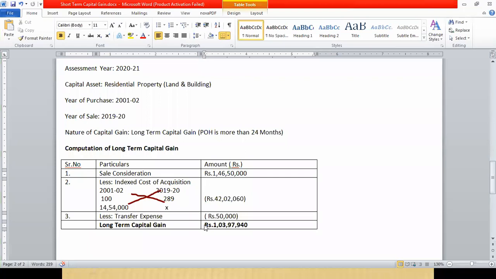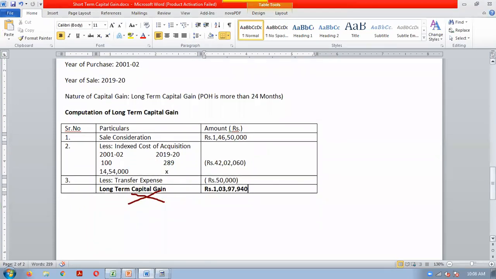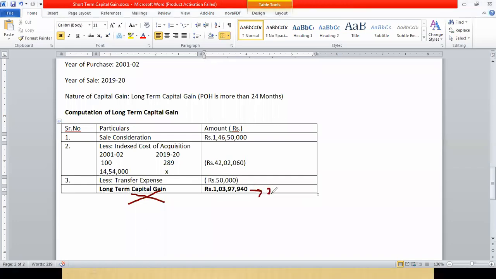So I'm assuming everybody has noted this down. So capital gain is 1 crore 3 lakh 97,940. Now on this, 20% tax will be applicable and 4% education and higher education cess will be applicable. So imagine, on 1 crore 3 lakh 97,940, 20% tax you have to pay. Very huge amount it will be.